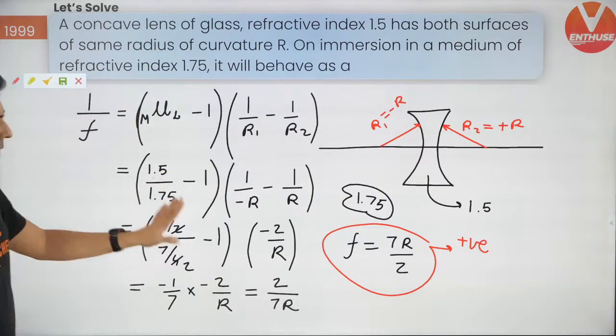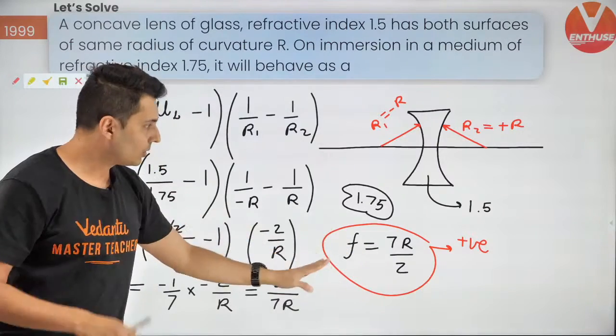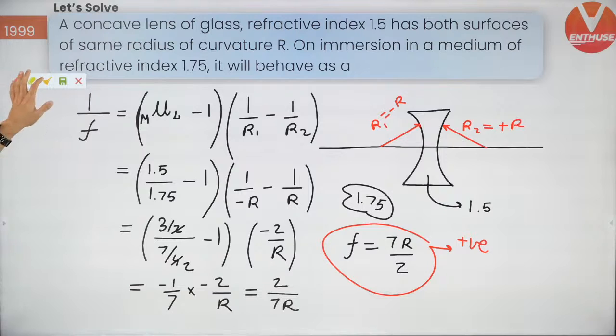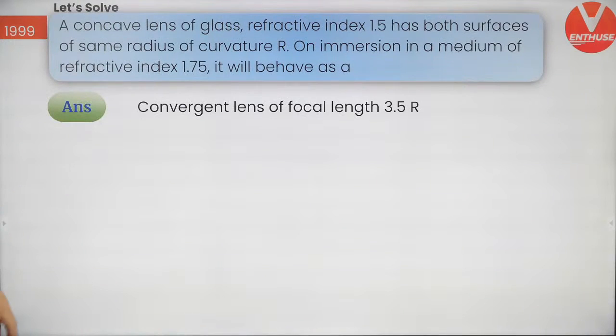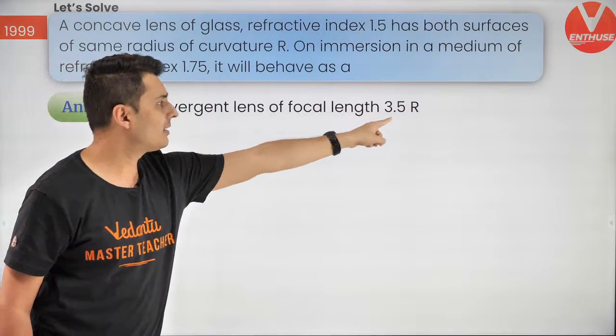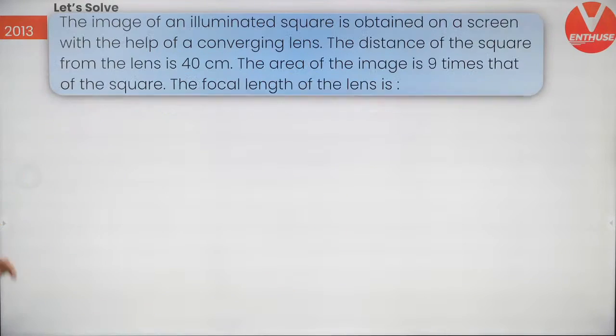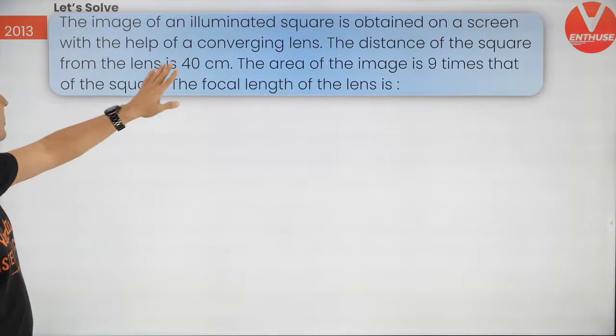Okay? So we have also found out the focal length. I have told you how to find this out, and we have seen that it is converging. Cool. Let's get going with the next question up here. Yes, it is a converging lens of focal length 7/2, which is 3.5 R. We just figured it out. Okay, cool. Next question up on your screen.